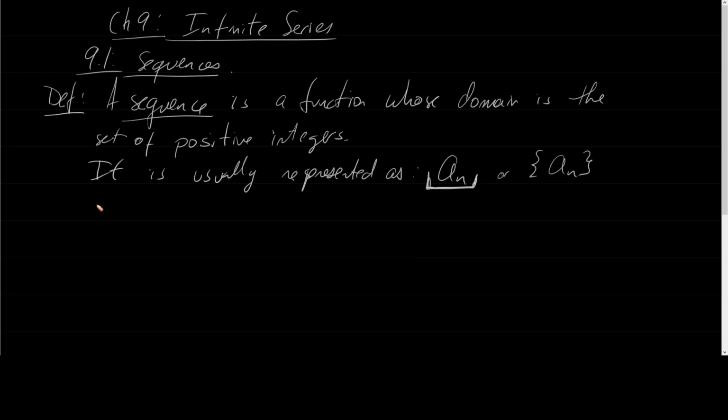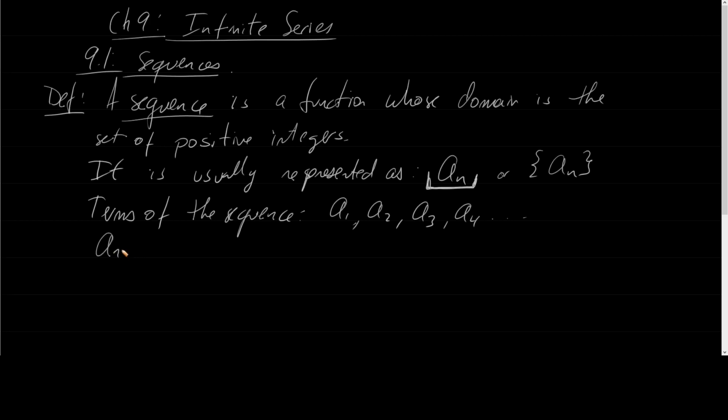The terms of a sequence, well, we could say we have a sub 1 and a sub 2 or a sub 3, right? Because in here, these subscripts, the 1, 2, 3, 4, those are our domain, positive integers. So that's what we would plug into them, and so on and so forth. So there's the first term, second term, third term, fourth term. And in general, when we write a sub n, we really mean the nth term of the sequence.